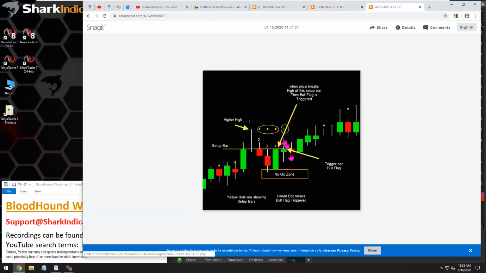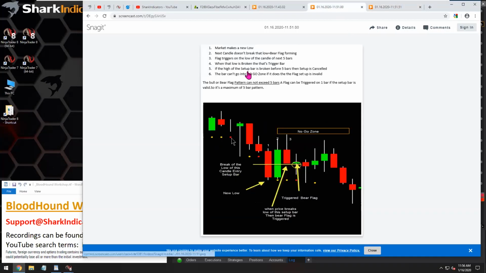Same thing on our little uptrend flag here. The low of bar number 4 here, we have this no trade zone, or no-go zone. Tracking the low of bar number 4 for this no trade zone requires an indicator to track that value forward in time. So that part can't be done, but we can do the rest of it. So we have a maximum of a 5-bar pattern.